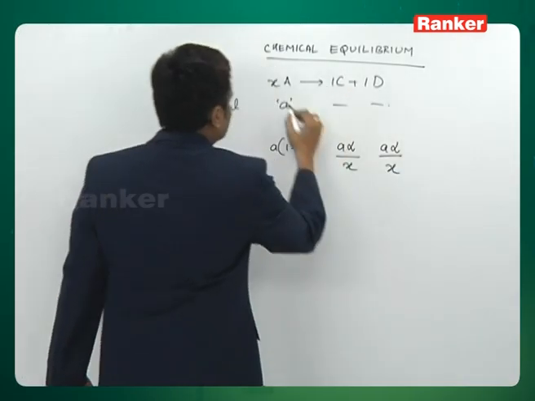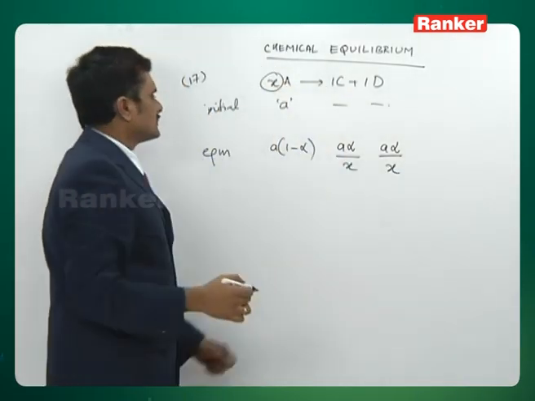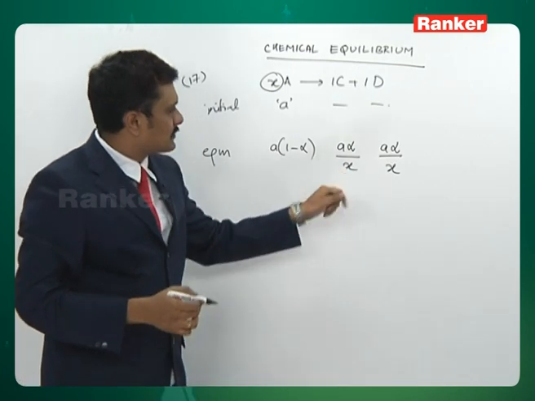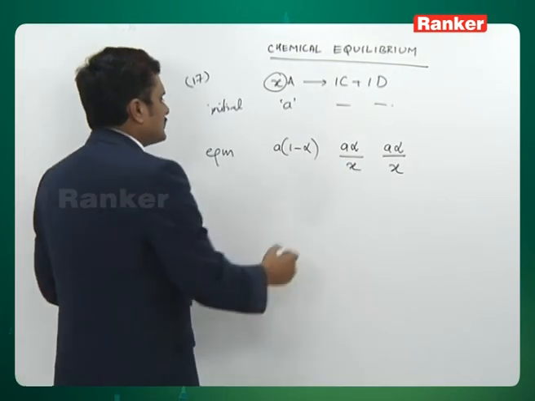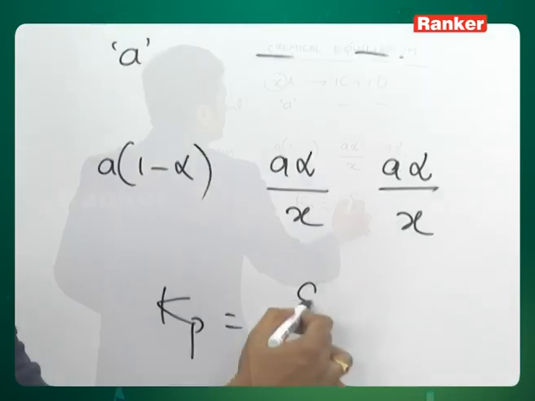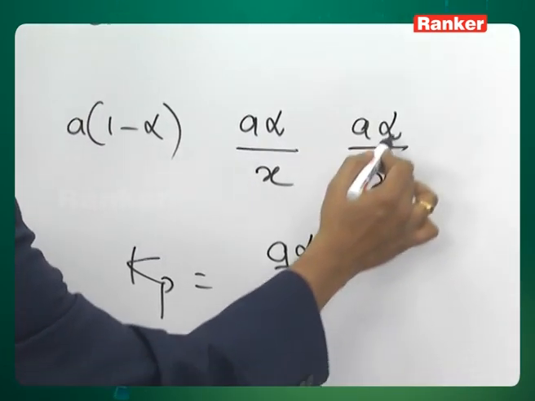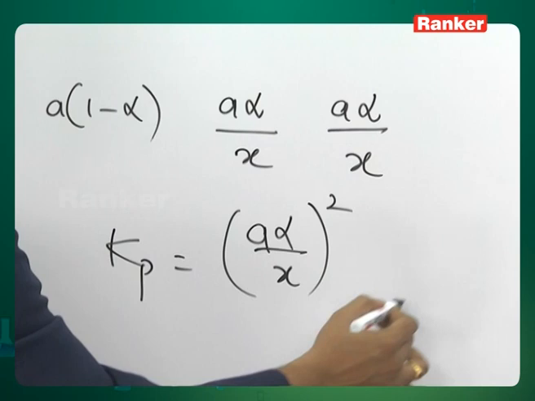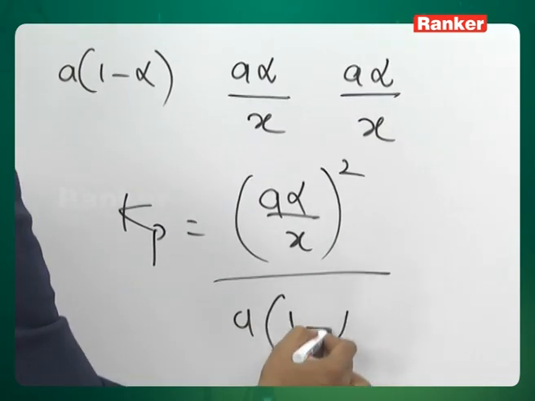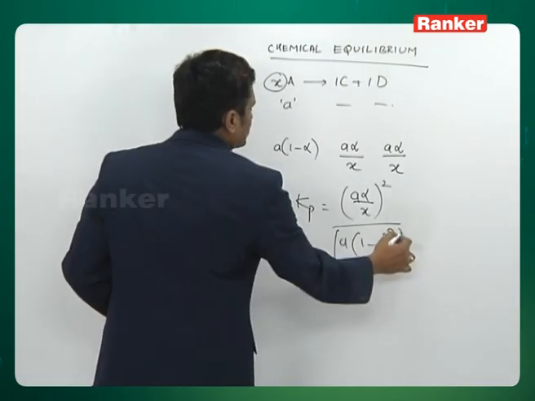upon x as well, because you can see for every x mole, 1 mole of C is produced, for every x mole, 1 mole of D is produced, so A alpha by x will be produced. Now when I write the equilibrium constant Kp, you can see A alpha by x into A alpha by x, that is whole square, divided by A into 1 minus alpha whole to the power x.